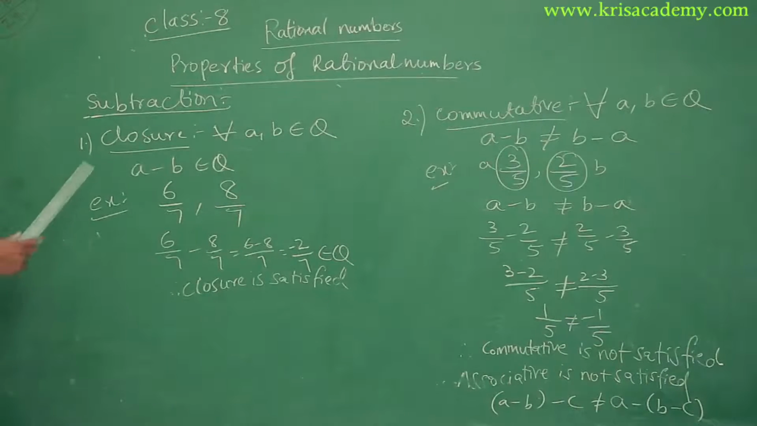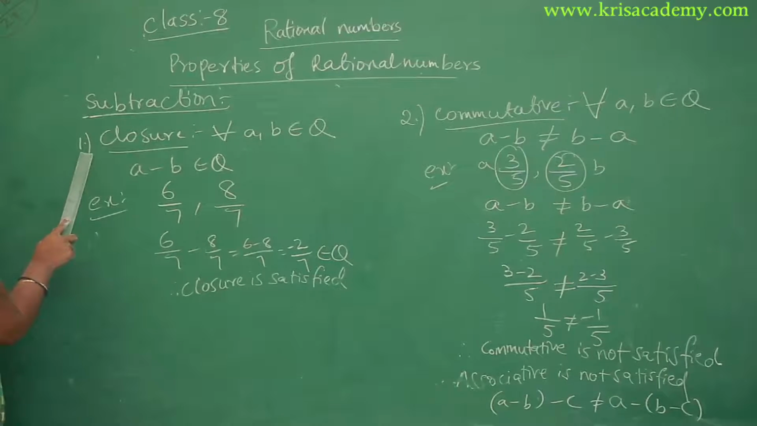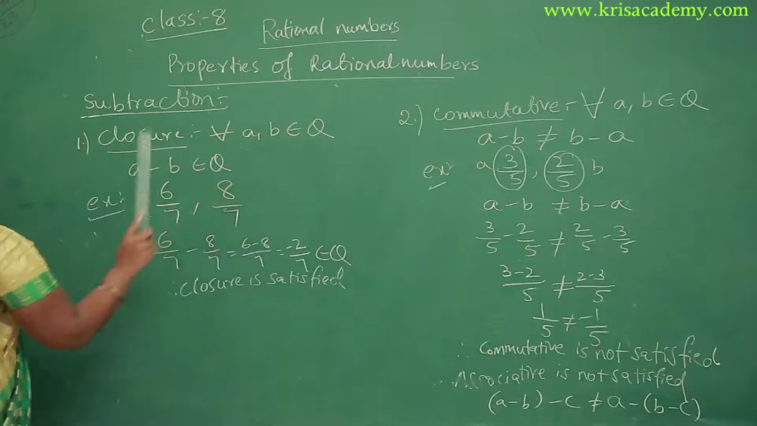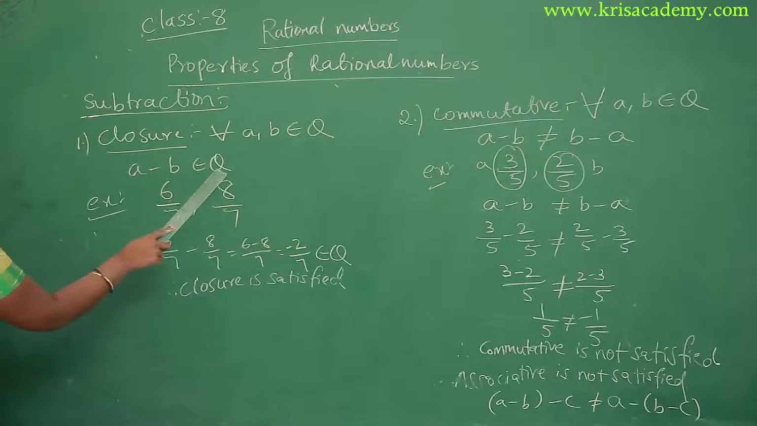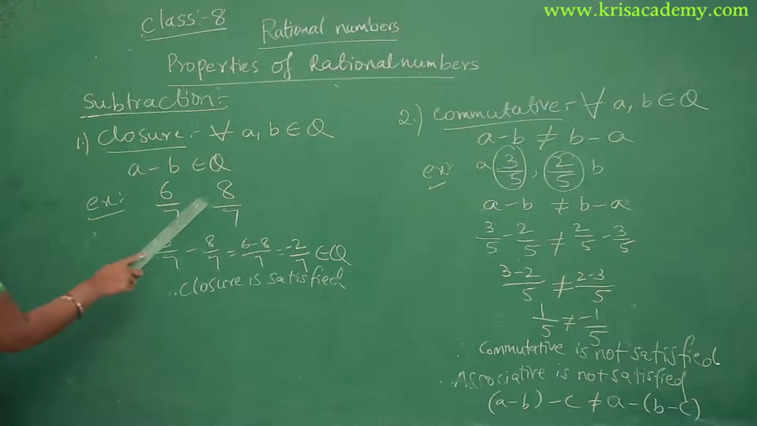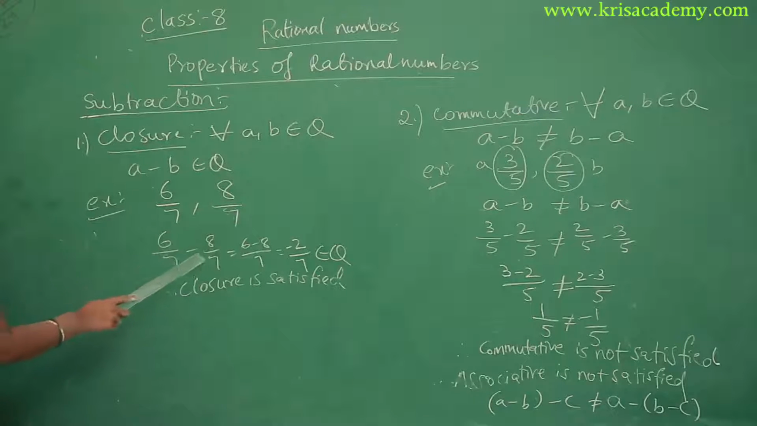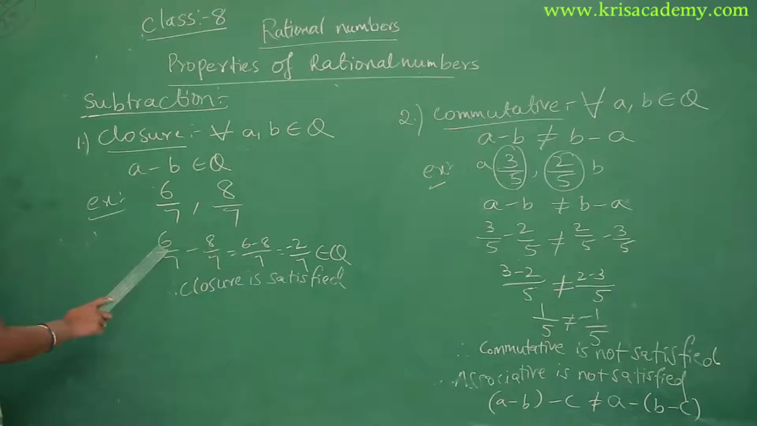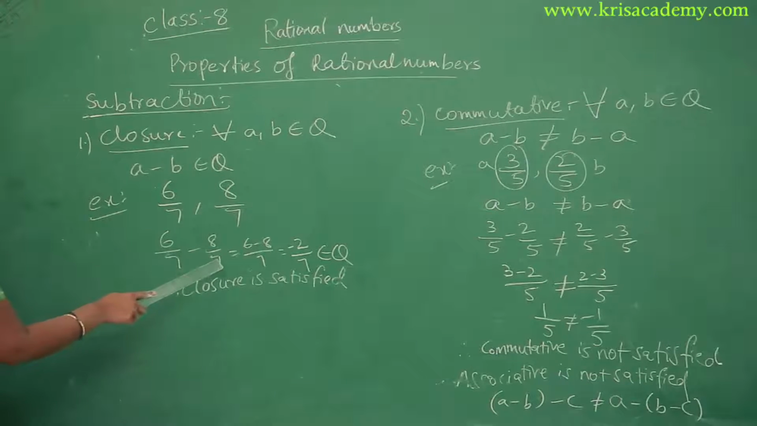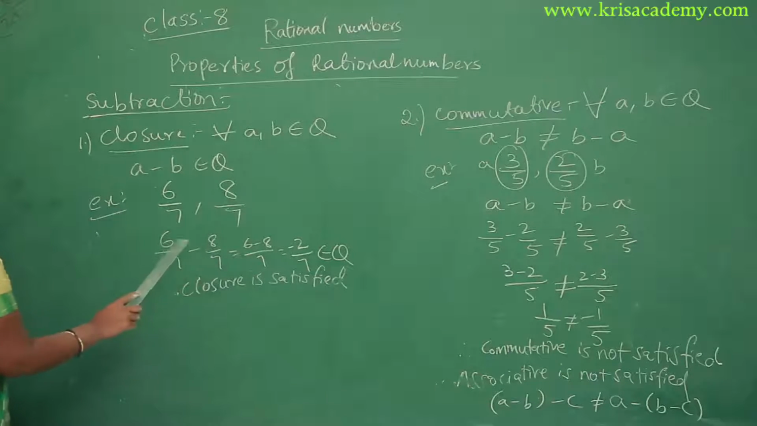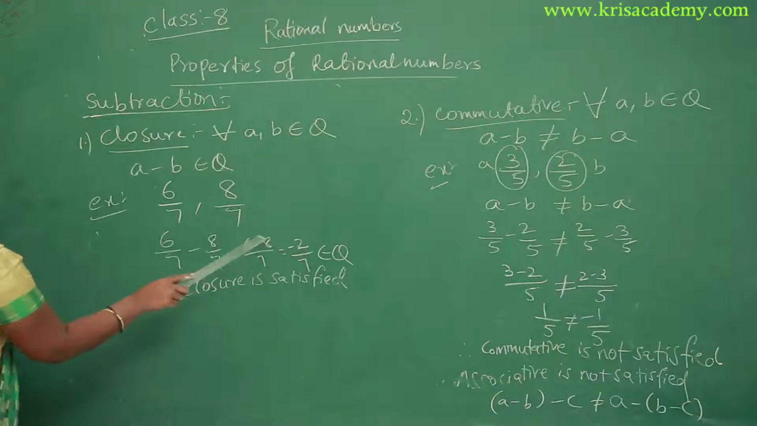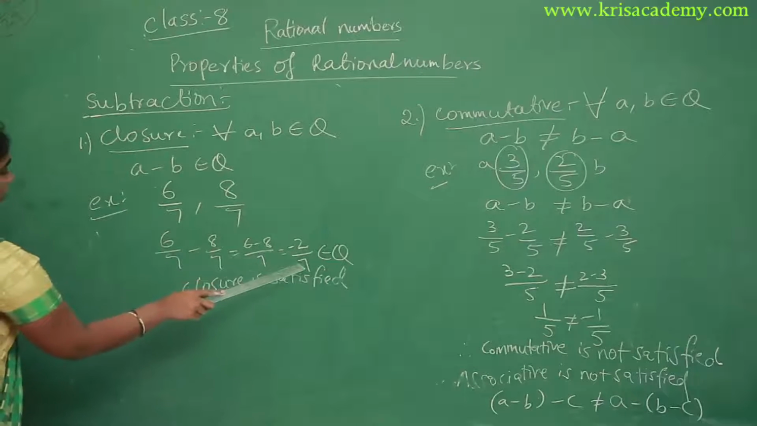So now the next binary operation is subtraction. Again the first property is closure. For all A comma B belongs to Q, A minus B also belongs to Q. Example, 6 by 7 and 8 by 7. A minus B, so 6 by 7 minus 8 by 7. Anyhow we know fraction subtraction. Denominators are the same, so 6 minus 8. 6 minus 8 is minus 2. If you don't know, 8 minus 6 is plus 2, so 6 minus 8 will be minus 2 by 7.